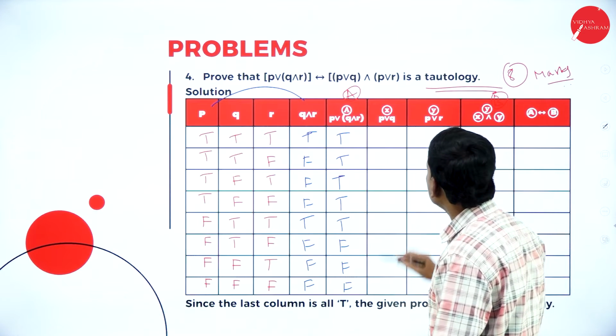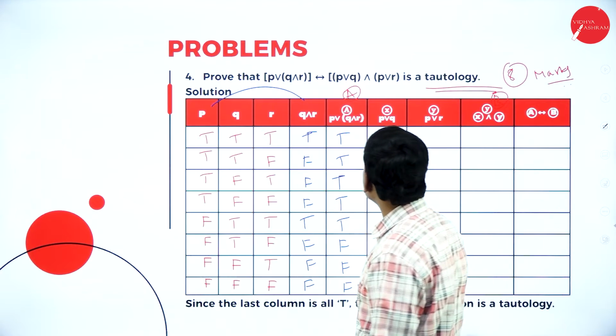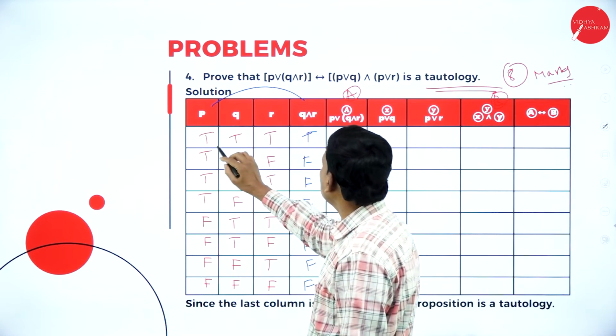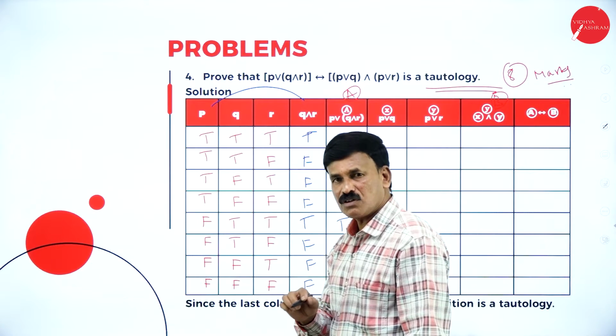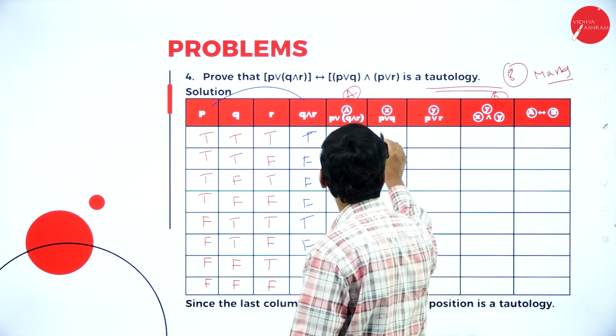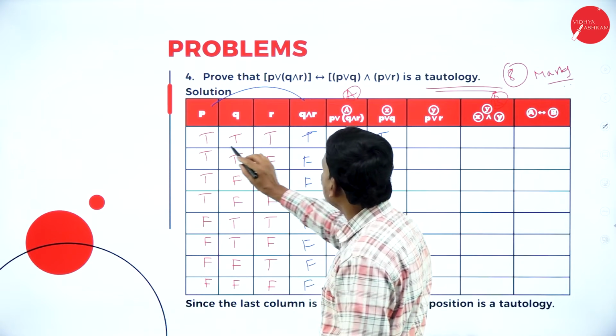P disjunction Q, then P disjunction R, then the conjunction for that. So P disjunction Q, the disjunction between P and Q. Disjunction: false and false is false, in all other cases it is true. True and true is true. Again true and true is also true. That is the disjunction between P and Q.